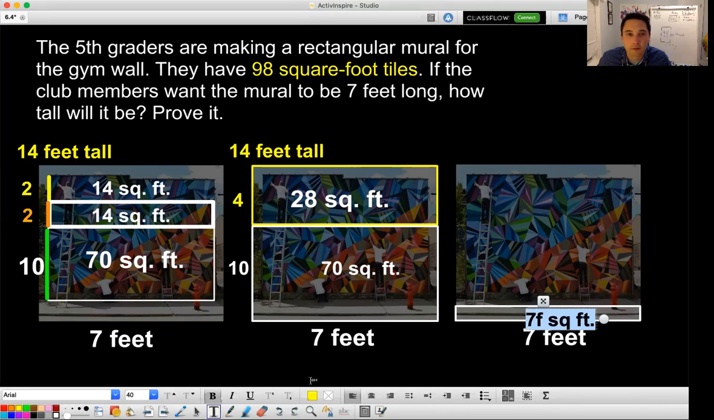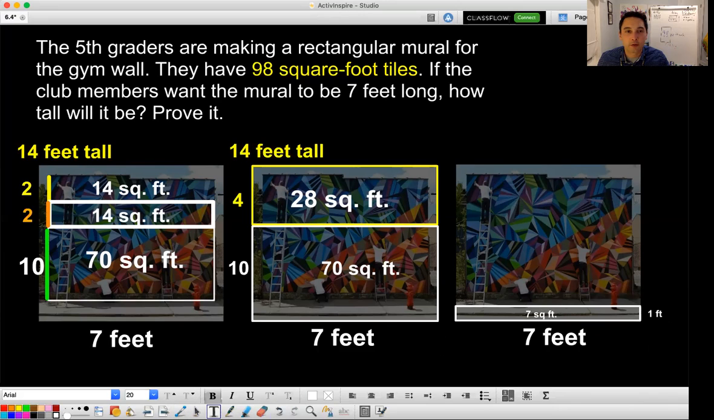And I'll fix that font, just give me a moment. Okay, super teeny tiny, but 7 square feet, and that is 1 foot tall. 7 times 1 is going to be 7 squares. X, X, X, X, X, X, X, 7 squares. So that was just 7.